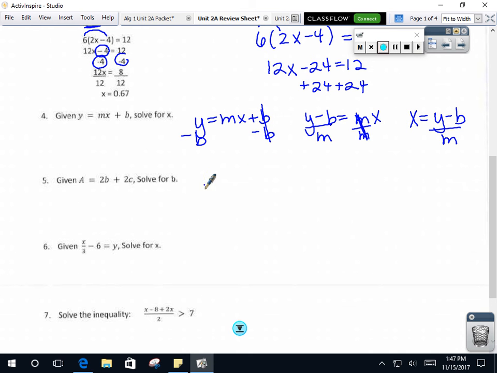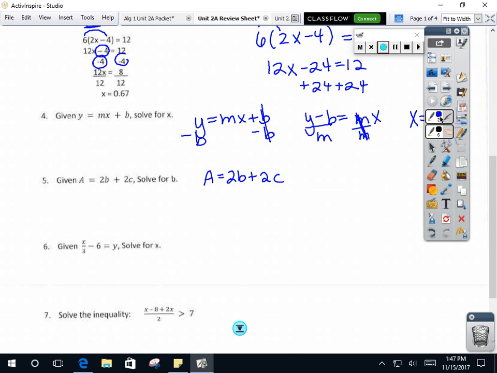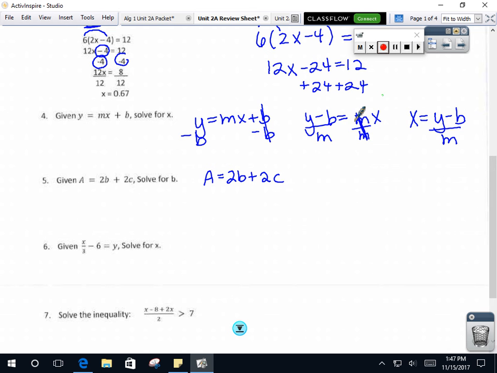Okay, given a equals 2b plus 2c, they want you to solve for b. So what do I do first? Subtract the 2c. It'll cancel on this side because those are additive inverses. And then it'll subtract on this side, and you can't actually subtract it, so you just rewrite it. A minus 2c equals 2b. Now to solve for b, what do? Divide by 2, and then divide this side by 2.